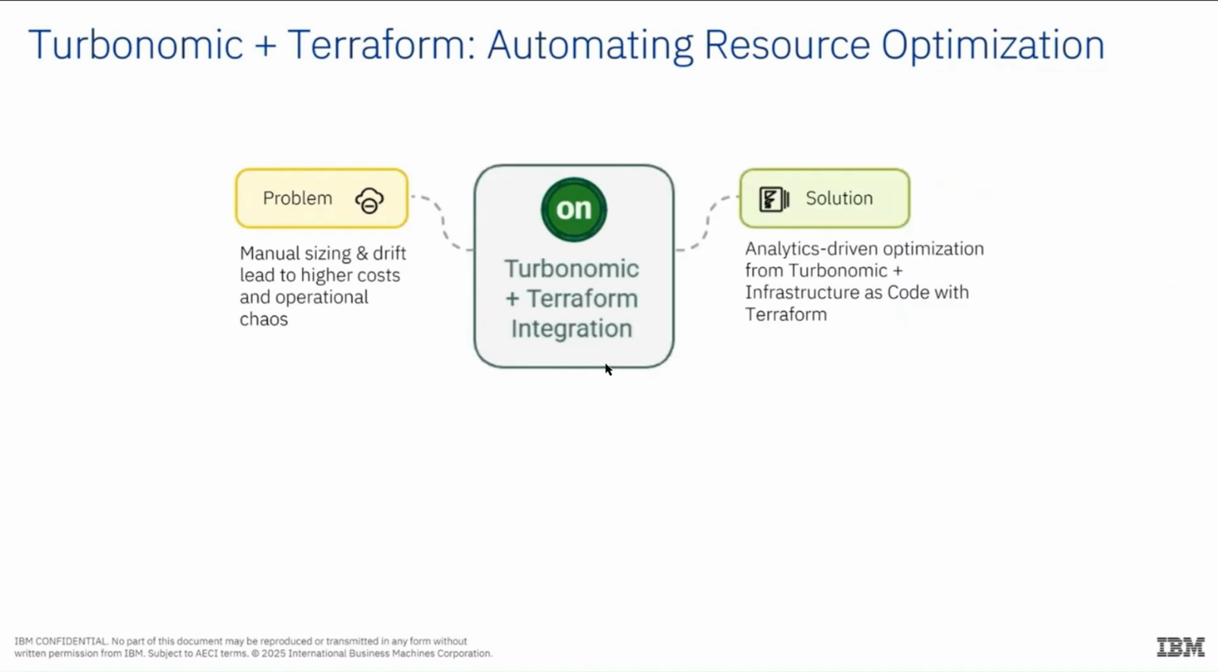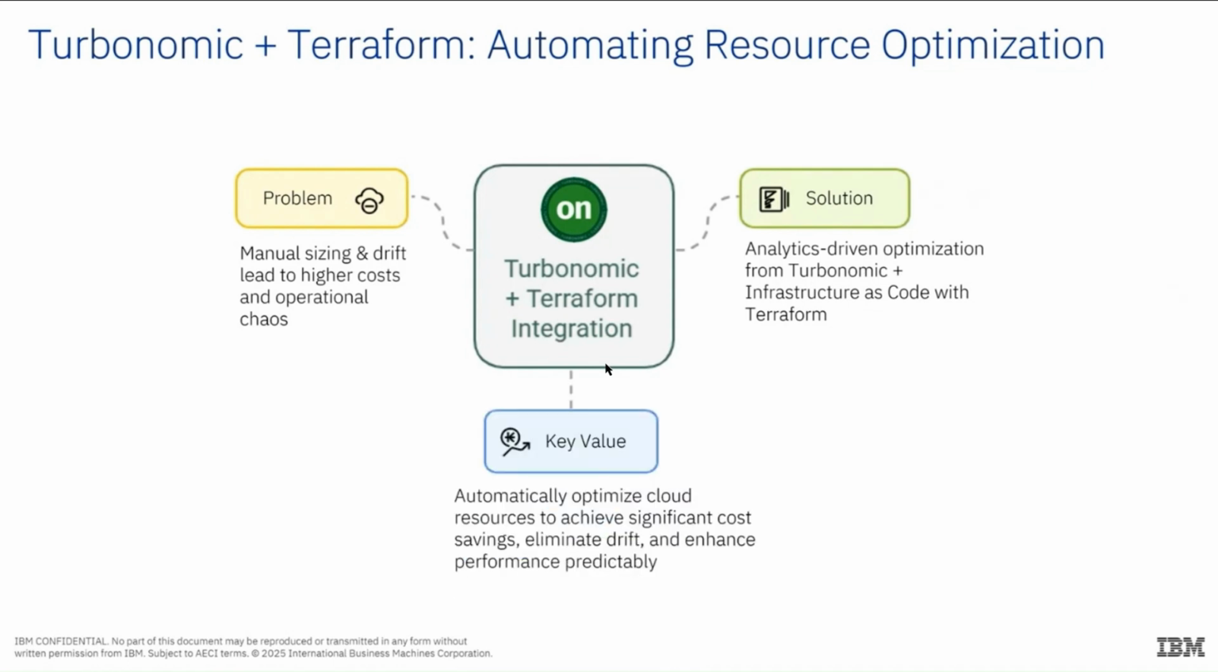Rather than endless manual adjustments and surprises, our integrated solution continuously and proactively optimizes resource usage, ensuring performance, cost control, and predictability so your team can refocus on innovation. The value is automatically optimizing cloud resources to achieve significant cost savings, eliminate drift, and enhance performance predictability.